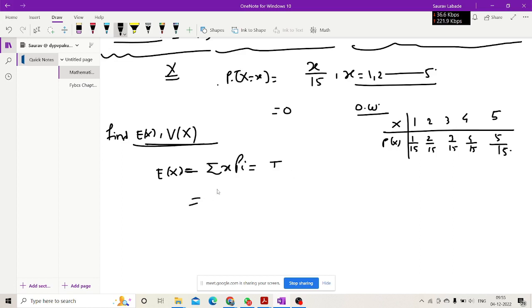So the mean will be what? 1 by 15 plus 2 by 15 plus 3 by 15 plus 4 by 15 plus 5 by 15, and that should be equal to what? Just do the addition of this. It is not 1. 15 upon 15. I think we are making some mistake.